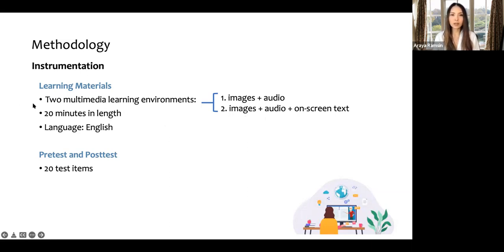The lesson was 20 minutes long, and it was about a basic science concept that had nothing to do with the class that the participants were in at the time. And the entire lesson was in English. The pre-test and post-test that I used consisted of 20 test items testing their knowledge about the content presented in multimedia learning environments. So these are the things that I use.